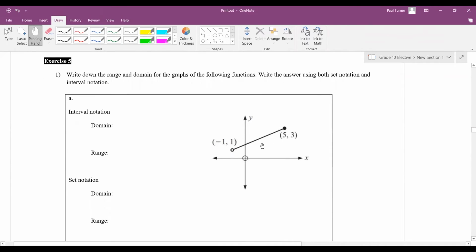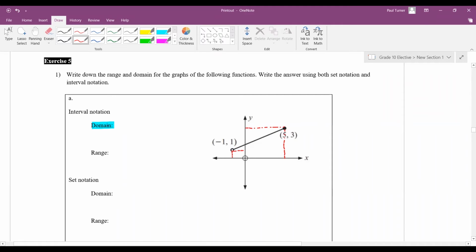Okay, exercise 5. Do you want to think about this for 5 minutes? Now, the domain, remember, is referring to your x values here. So what you can do, you can make a dash line here. So go to this exercise and take a look. Then go across here. And you can go across there.